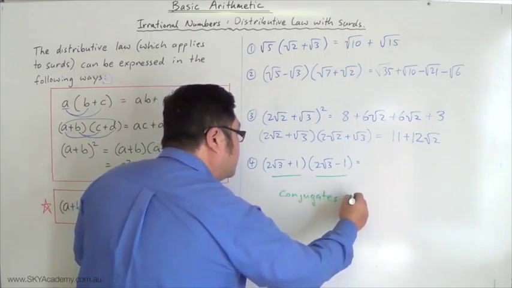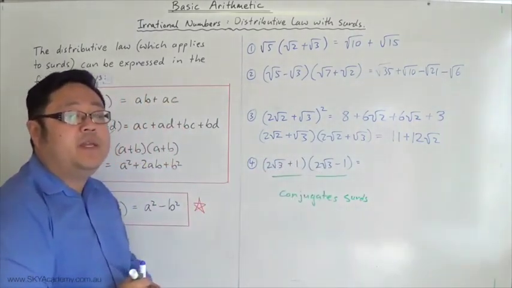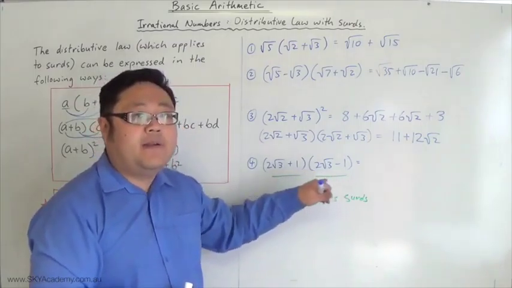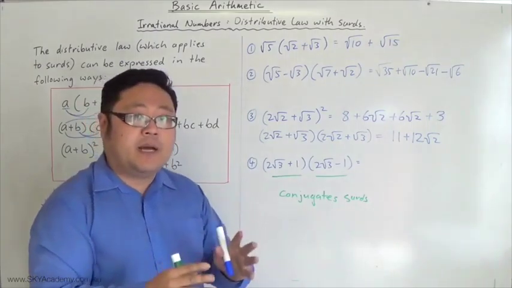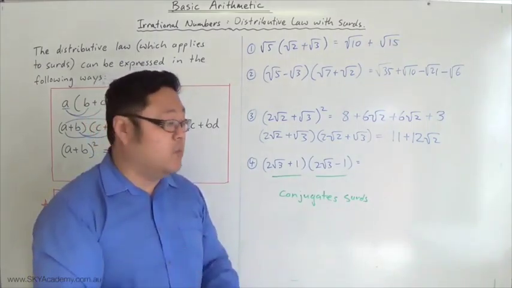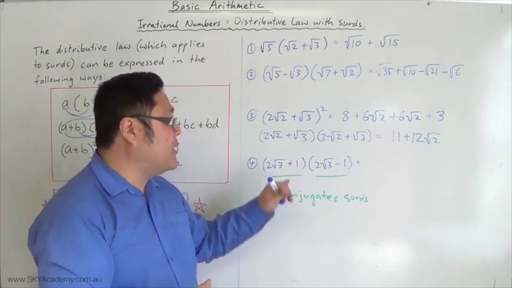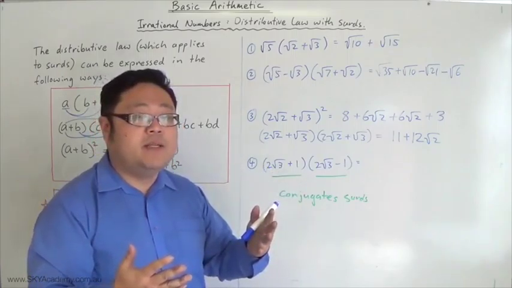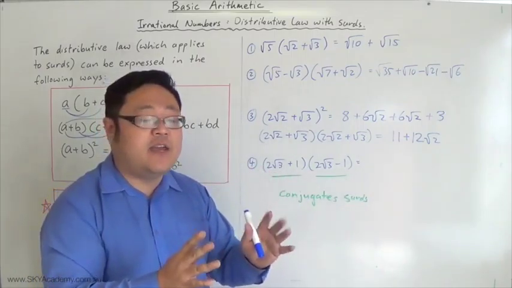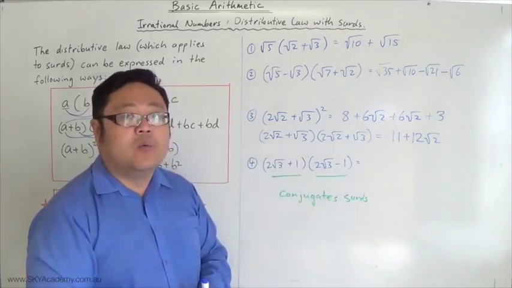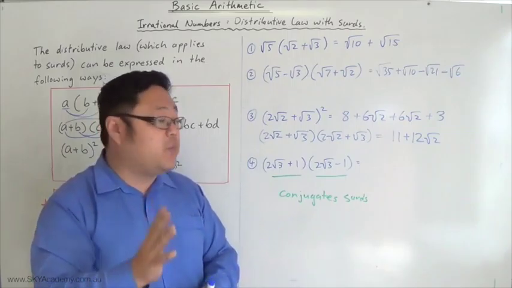Conjugate surds. This is the conjugate of that. That is the conjugate of this. And you will need to be very good at working out the conjugate surd of another surd, because they will become very important in the next episode, which is all about rationalizing the denominator. I'll give you a hint as to what rationalizing the denominator means. When we do this question, I want you to see how the answer turns out. Will it contain any surds or won't it contain any surds? That's what I'm interested in.